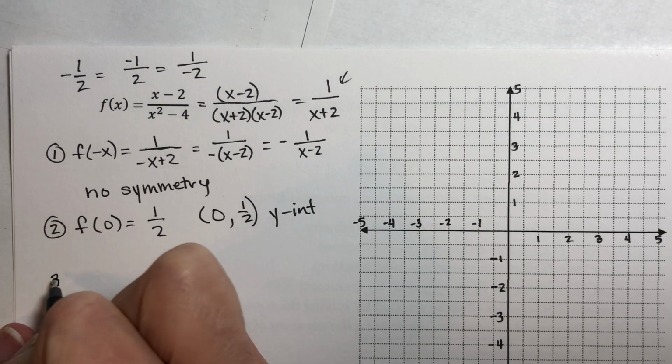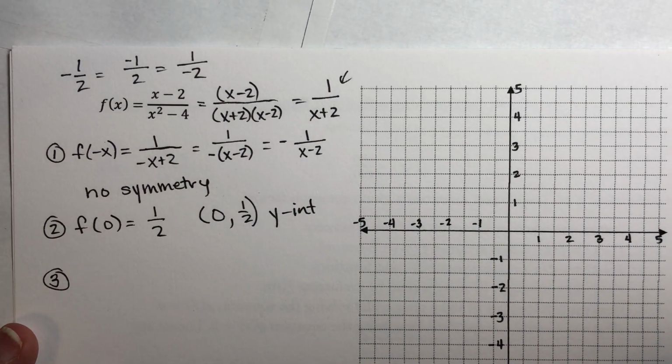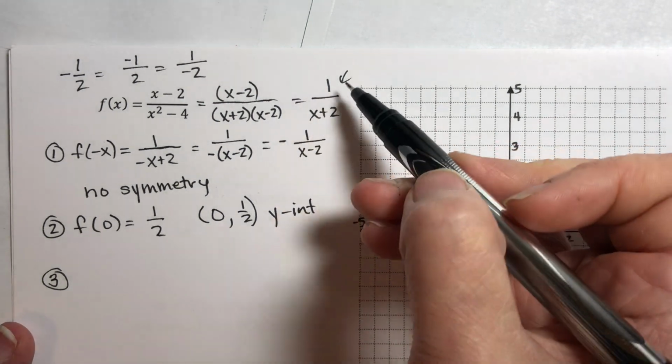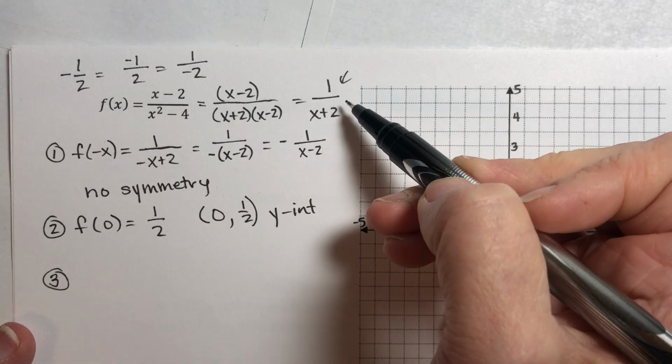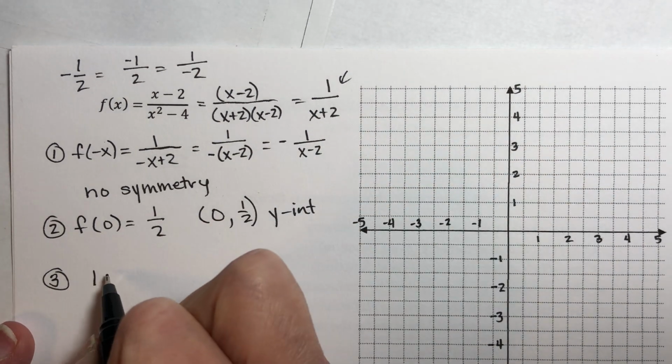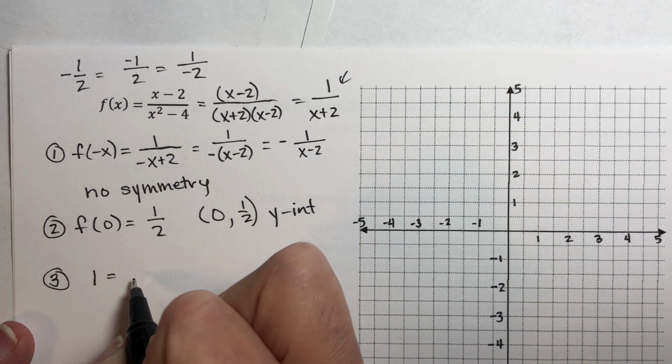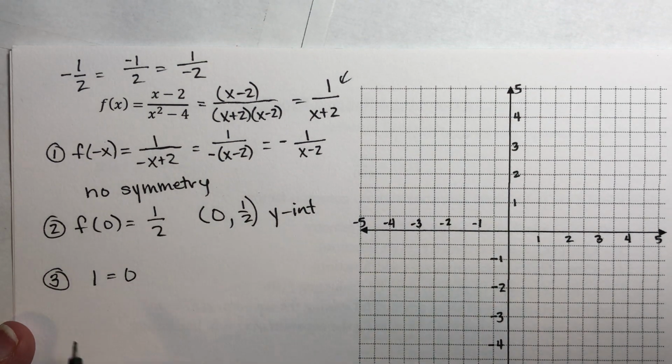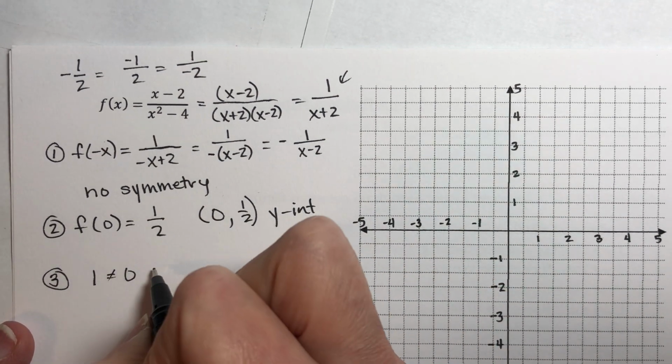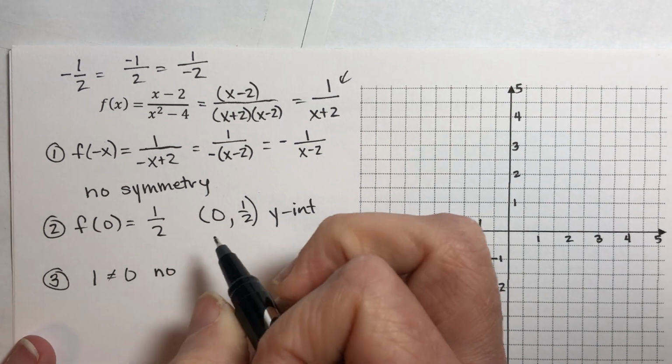Okay, now step 3. We are looking for our x-intercepts, if we have any. You can use the reduced version. To find an x-intercept, you set the numerator equal to 0 and solve. Well, 1 can't equal 0, so we have no x-intercepts.